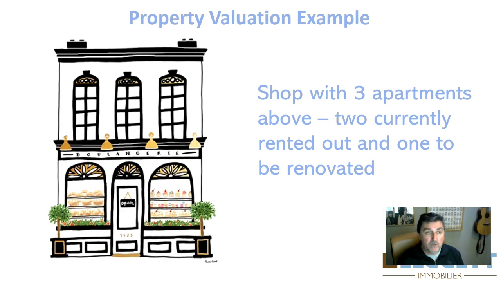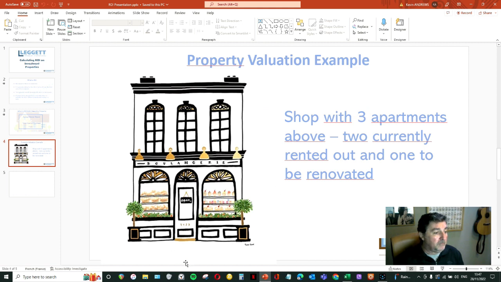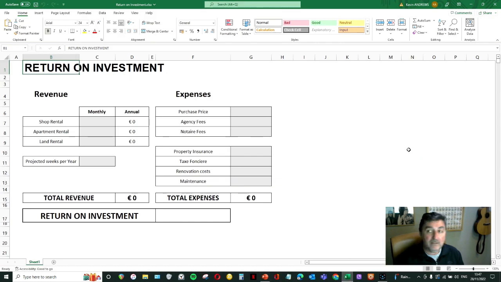So let me give you an example of the kind of thing that you might get, which is a shop with 3 apartments above it, 2 of them currently rented out and 1 needs to be renovated. What I have done is I've knocked up a little simple spreadsheet which I'll put in the comments underneath, that you can link to and take a copy of if you so desire. That will give you the kind of calculation for that.